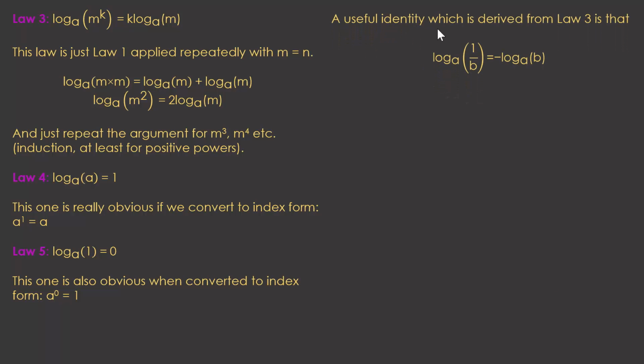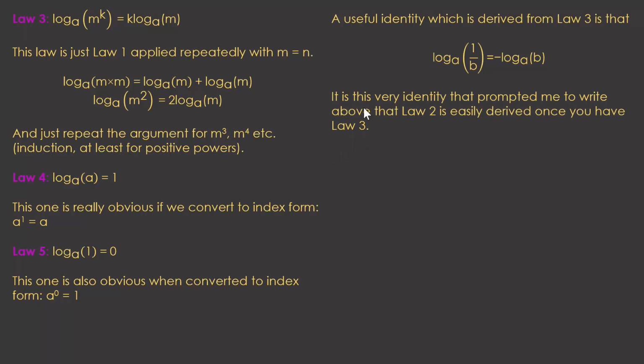A useful identity, which is derived from Law 3, is that log to the base a of 1 over b is equal to negative log to the base a of b. It's this very identity that prompted me to write above that Law 2 is easily derived once you have Law 3. And this is not circular because all you need to derive Law 3 is Law 1.